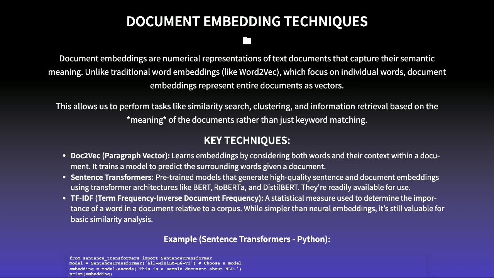We've got a few popular techniques: Doc2Vec, which learns embeddings by considering both individual words and their context in a document; sentence transformers, which are pre-trained models that do an amazing job generating these embeddings using powerful architectures like BERT; and then TF-IDF, a more traditional method that helps us measure how important certain words are within a specific document.